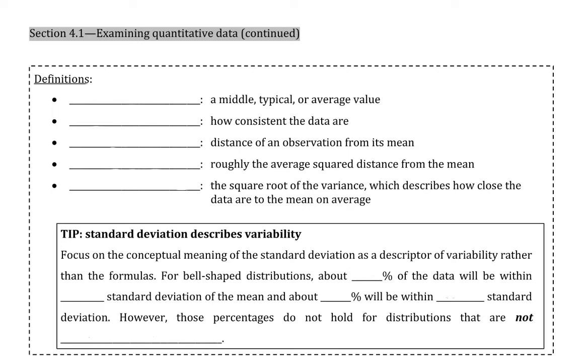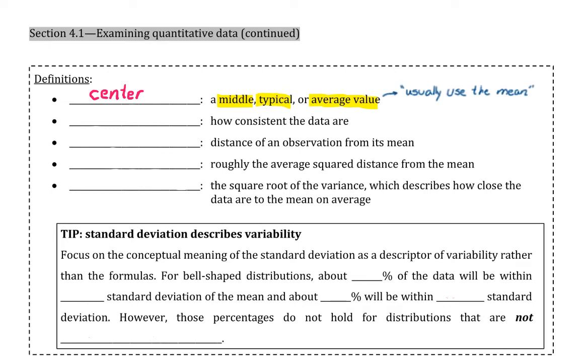There are only a few definitions in this section that we would like to be comfortable with when examining quantitative data, or more accurately, when we're wanting to describe quantitative data. The first is our definition of center. Recall that we use the center to describe a middle, a typical, or an average value in our data set.